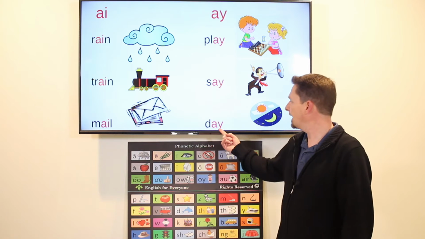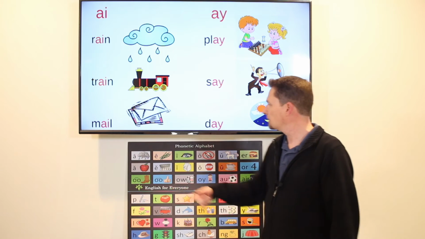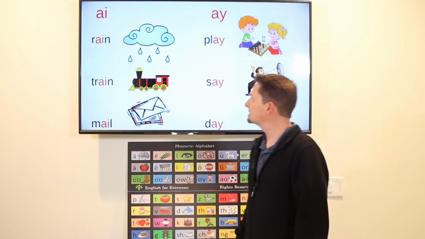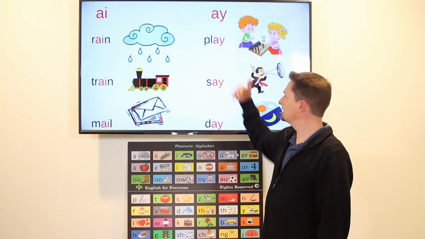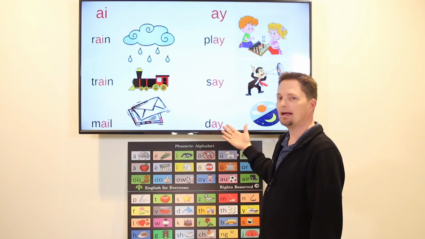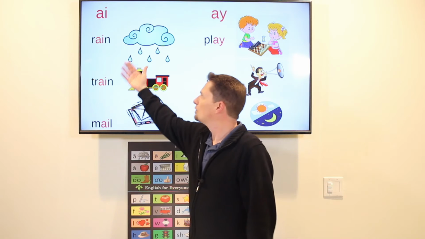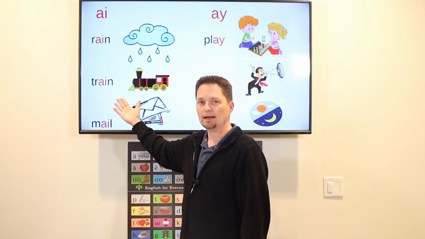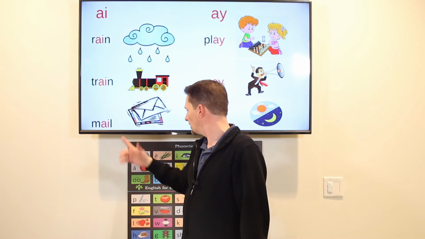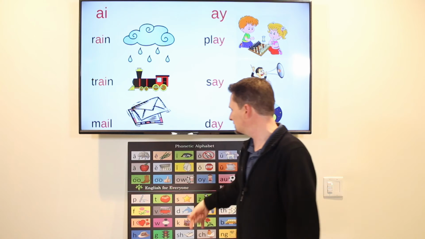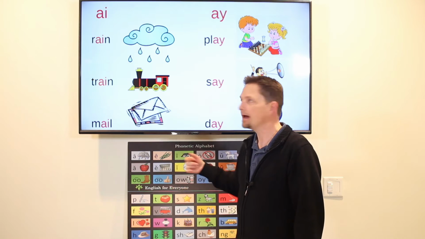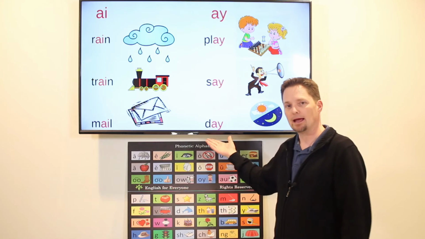Other spellings for the long A sound: we have AI, which makes the sound A, and we have AY, which makes the sound A. Examples: play, say, day, rain, train, mail. Remember that long A is two sounds, E, A, day.